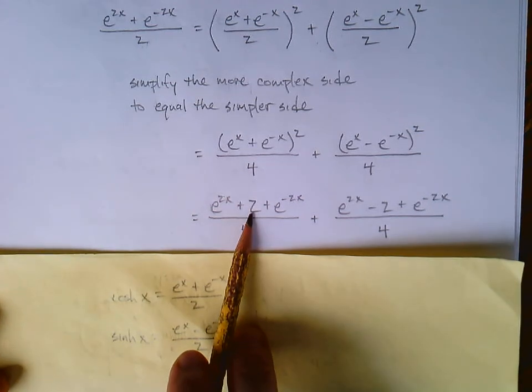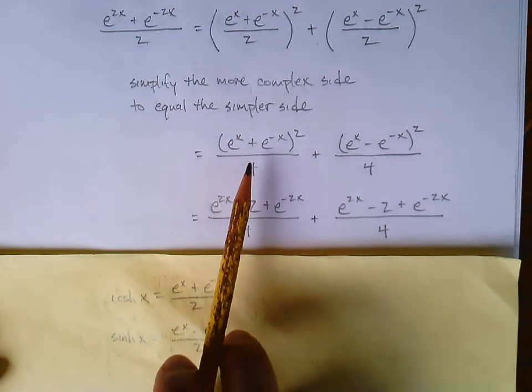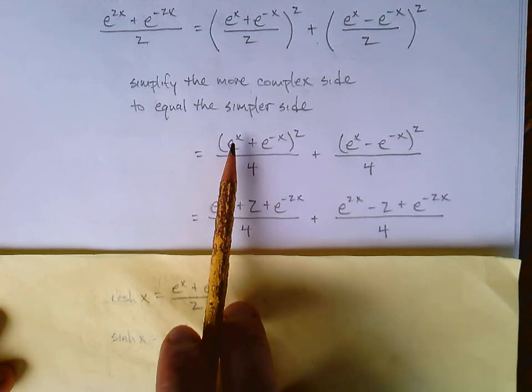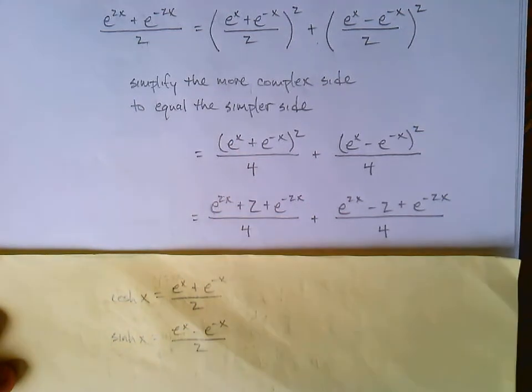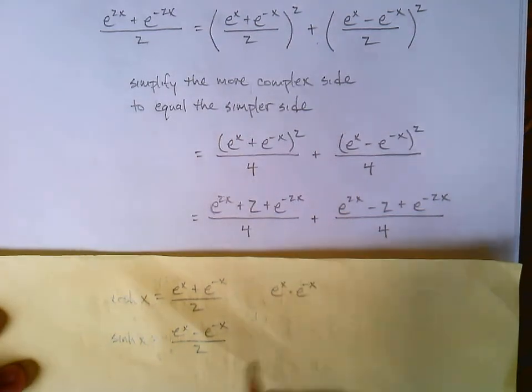Where did this plus 2 come from in the middle? Now that oftentimes is strange to people. Well, that's the two middle terms put together. So what happened there? I had e to the x times e to the negative x. I'm going to write that here: e to the x times e to the negative x.